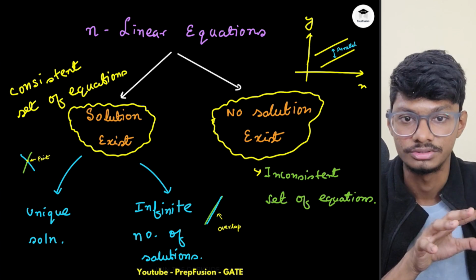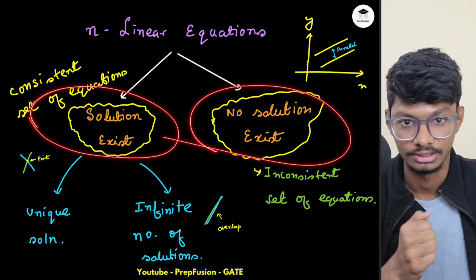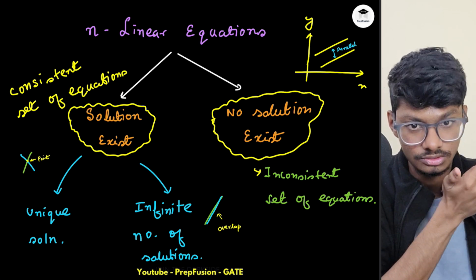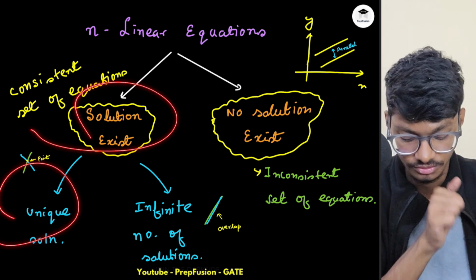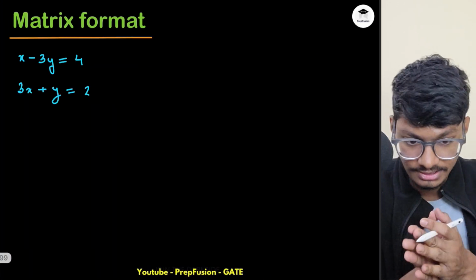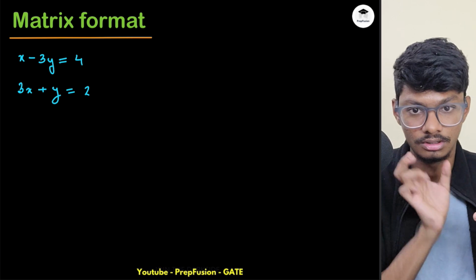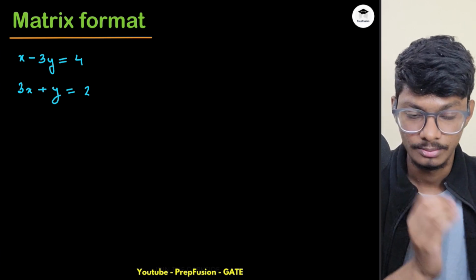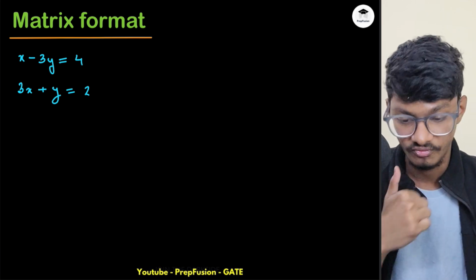So for linear equations, only three cases can happen: either a unique solution exists, or infinite solutions exist, or no solution exists. Okay, now let's shift our topic to matrix. So let's study about matrix a bit, because this matrix will help us to find the solutions.